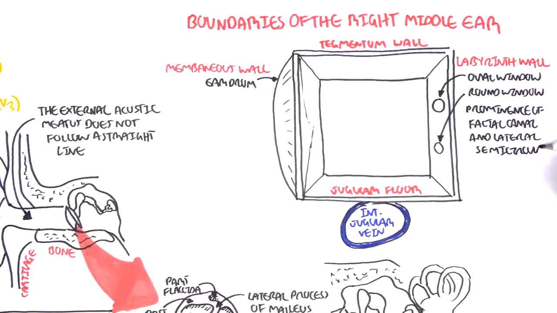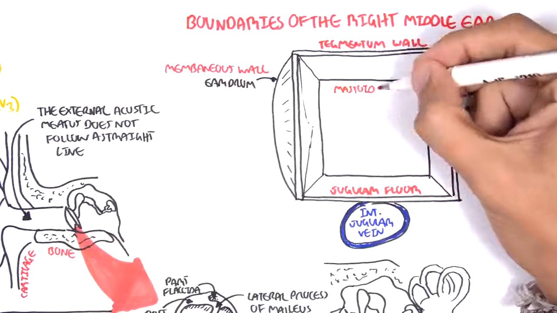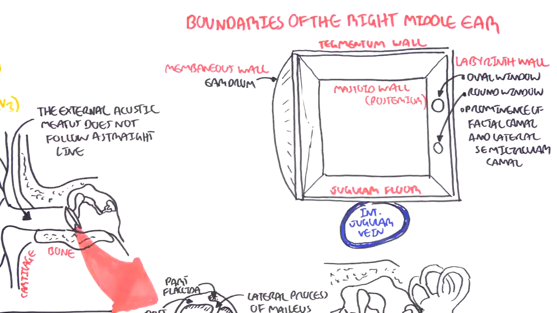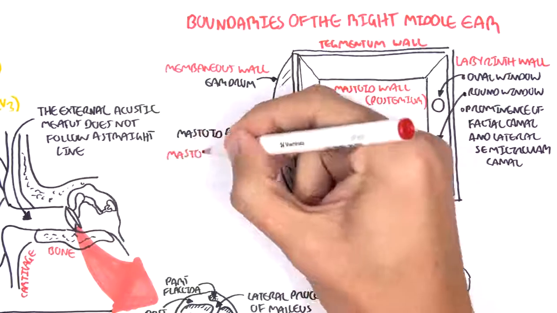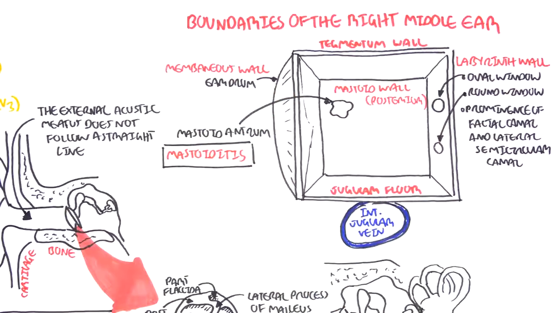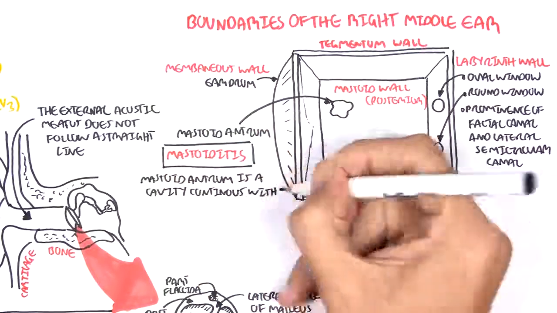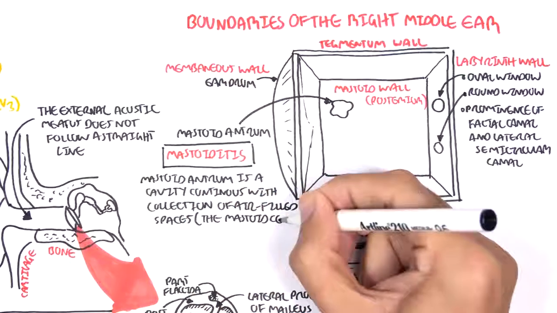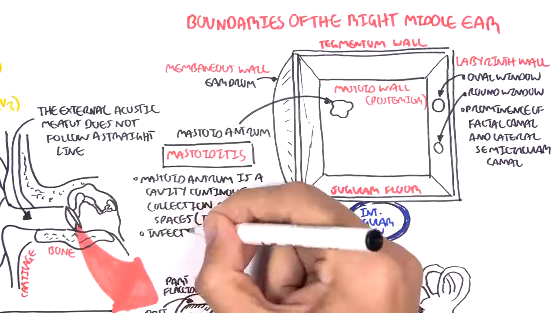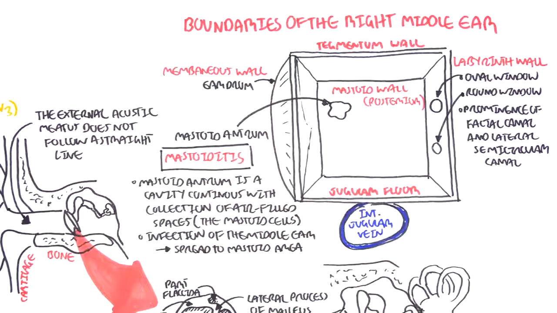The posterior wall is known as the mastoid wall, because here is where we find the mastoid bone. On this wall, we can find the mastoid antrum. Now, the mastoid antrum is important because it is relevant to mastoiditis. The mastoid antrum is a cavity continuous with a collection of air-filled spaces known as the mastoid cells. Now, infection of the middle ear can spread to these mastoid cells and cause mastoiditis, which is very painful.